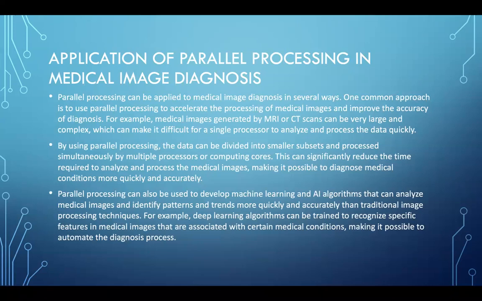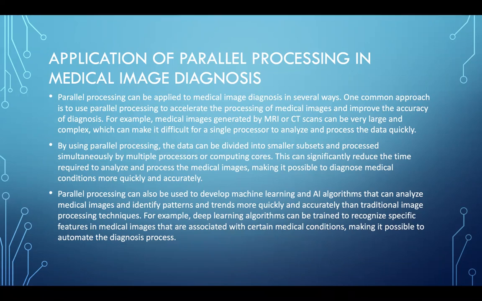Parallel processing can also be used to develop machine learning and AI algorithms that can analyze medical images and identify patterns and trends more quickly and accurately than traditional image processing techniques. For example, deep learning algorithms can be trained to recognize specific features in medical images that are associated with certain medical conditions, making it possible to automate the diagnosis process.